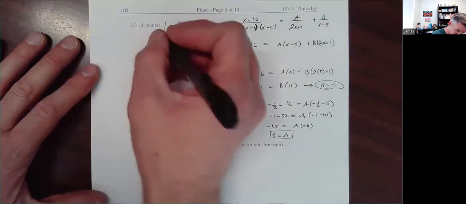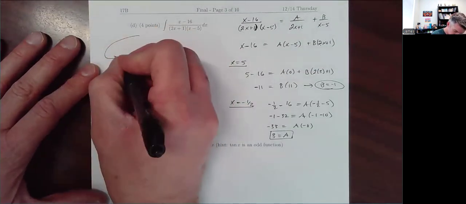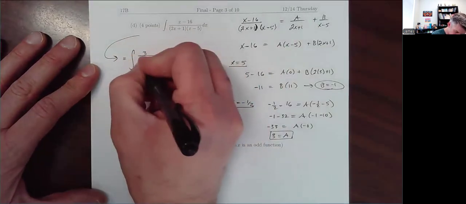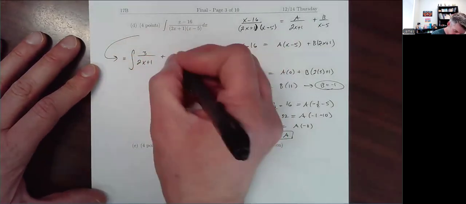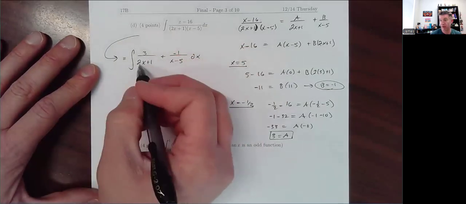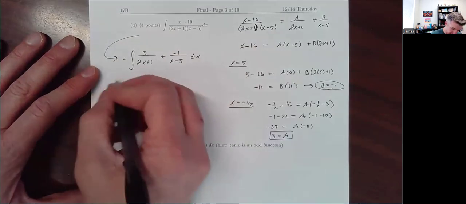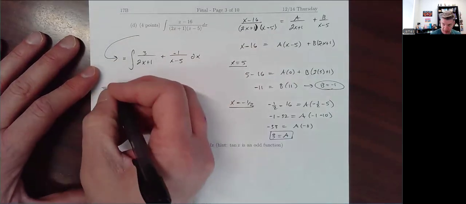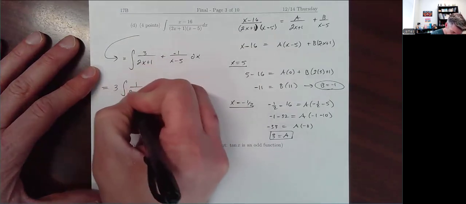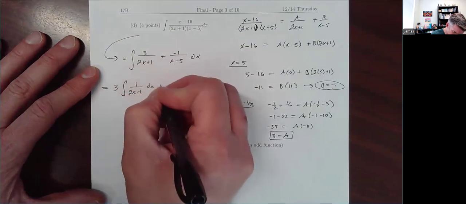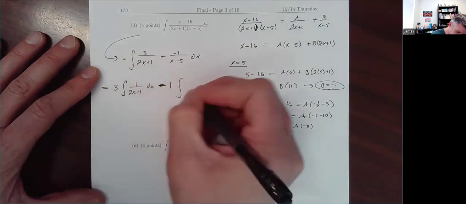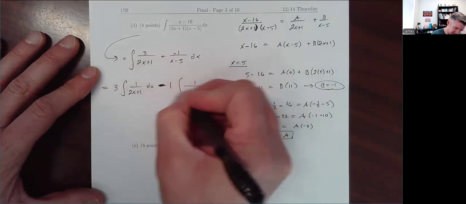Cool. So that means that we can rewrite our integral as equal to the integral of a, which is 3 over 2x plus 1, plus b, which was negative 1 over x minus 5. You could do a u-sub here, but I don't think you need to. I would skip this step. I'm going to write it out, but this is my thought process. I'm going to think of this as 3 times the integral of 1 over 2x plus 1, plus negative 1, or minus 1 times the integral of 1 over x minus 5.